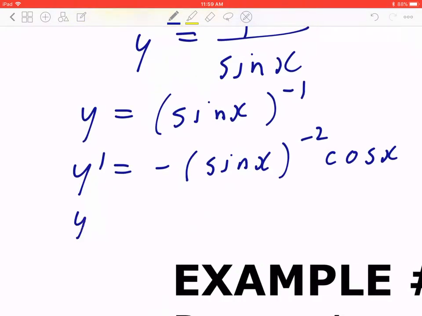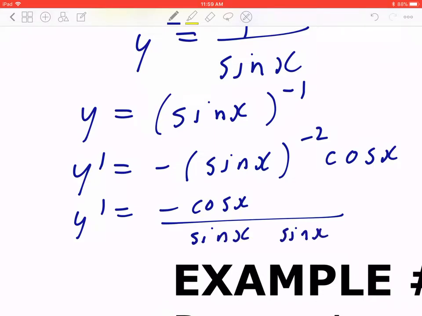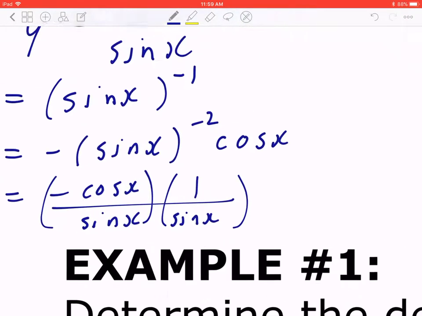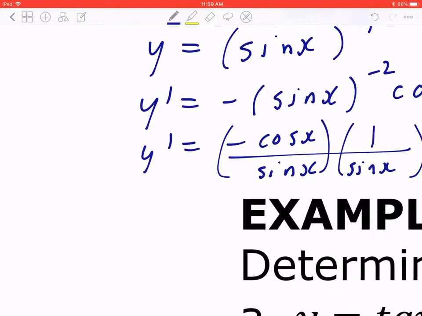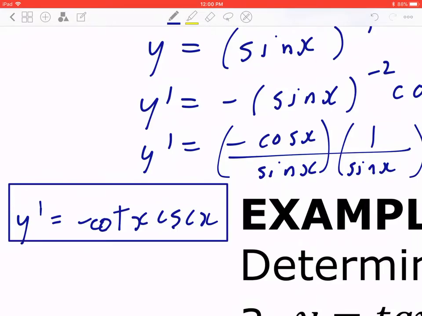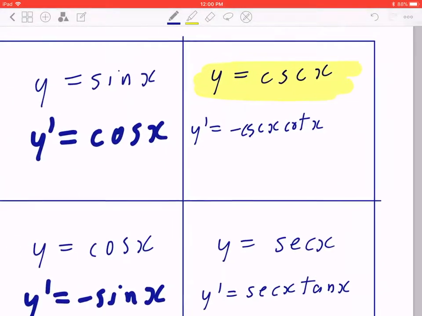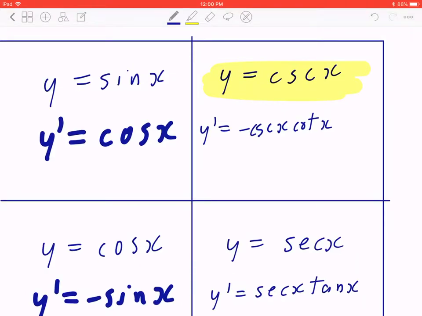When you clean this up, you would discover that this is negative cosine x divided by sine squared x, which is really sine x times sine x. So I'm breaking this apart into a product of two fractions. I can even put a 1 there. Now, I'm just going to squeeze it in this line. So y prime equals negative cotangent x cosecant x, just like that. And this is what I wrote down in a summary right there. So done. Let's keep going.